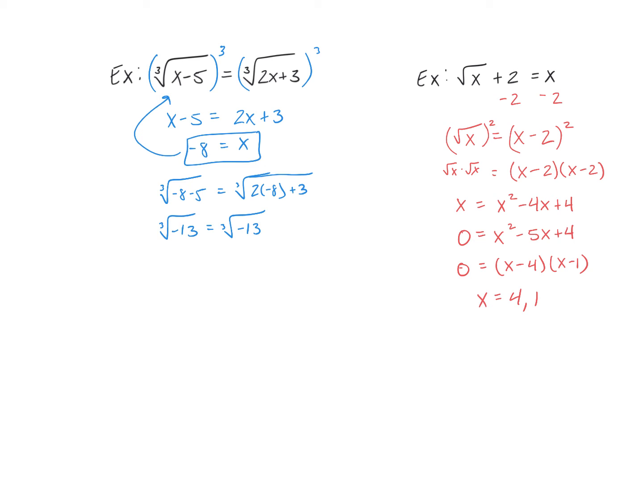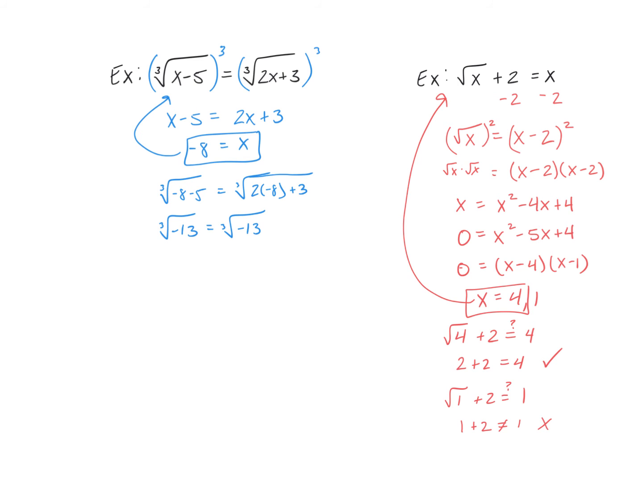Now those solutions came from a quadratic. We need to make sure that they work in our original. So I'm going to plug 4 in and ask, does the square root of 4 plus 2 equal 4? The answer is yes, because I'm going to get 2 plus 2. That does equal 4. And I'm going to plug 1 in. So the question is, does the square root of 1 plus 2 equal 1? Well, does 1 plus 2 equal 1? The answer is no. So the only actual solution that works in this case is that x equals 4.